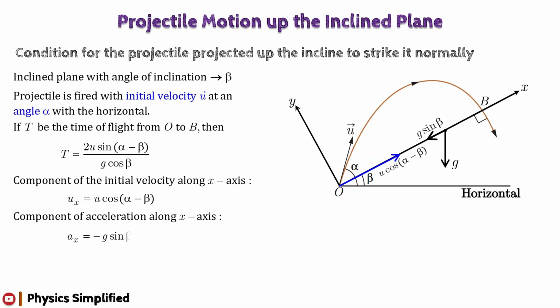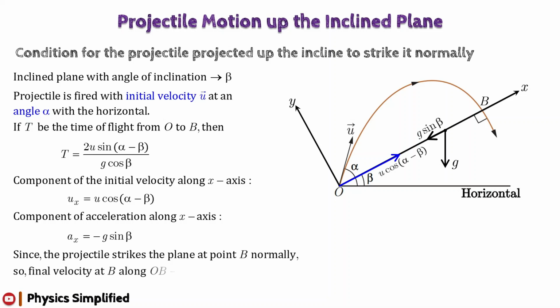According to the diagram, the projectile is striking the inclined plane at point B perpendicularly. So, the final velocity of the projectile at point B along the positive x-axis, that is, along OB, is 0 and is denoted as v suffix x equal to 0.